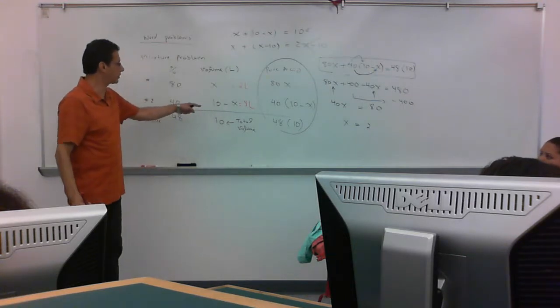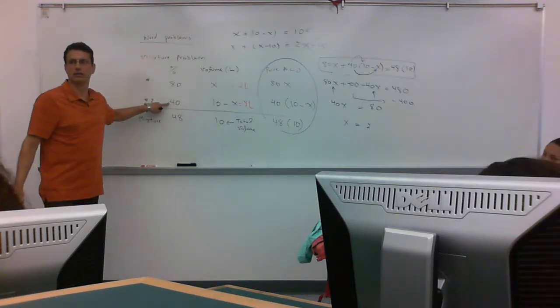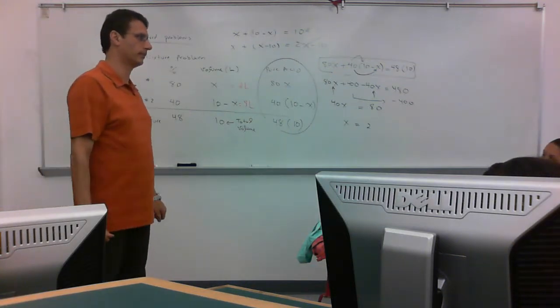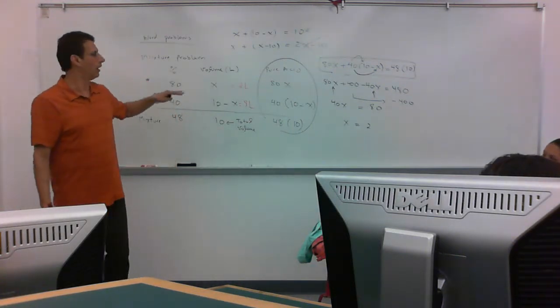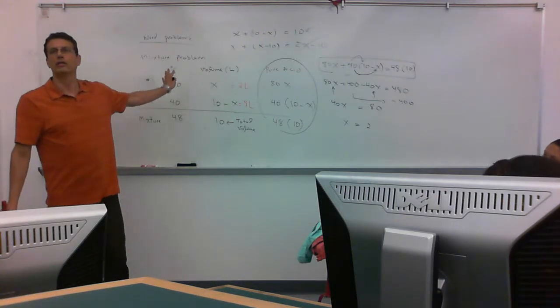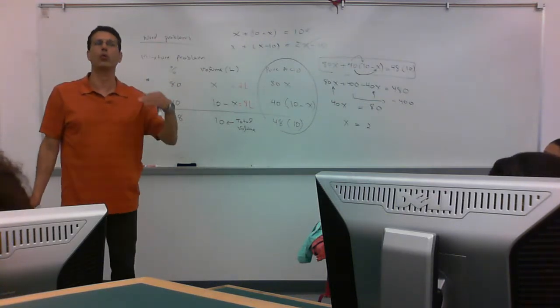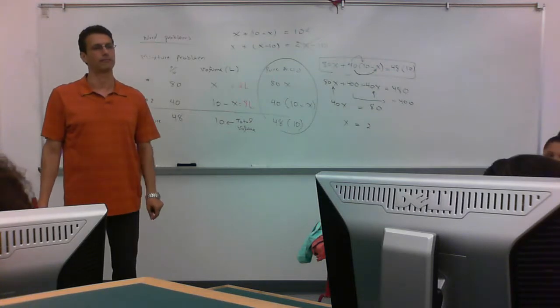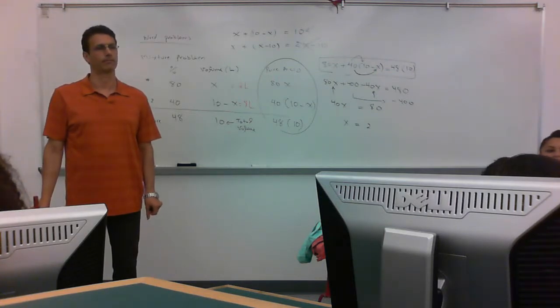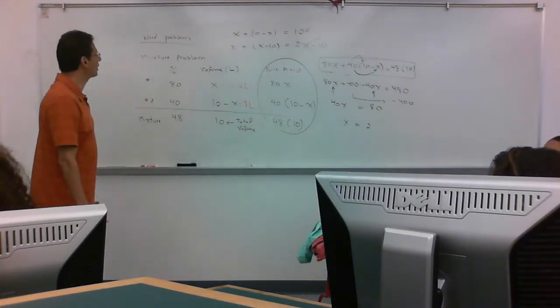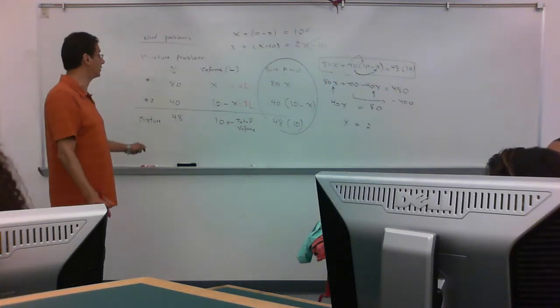10 minus 2, which is 8 liters of 40% solution. Does that make sense? The key is to set up this table right, and it will always work. Go ahead. I'm sorry, is this table like amount times percent equals quantity? No, that's somewhat like it, but it's not exactly like that.